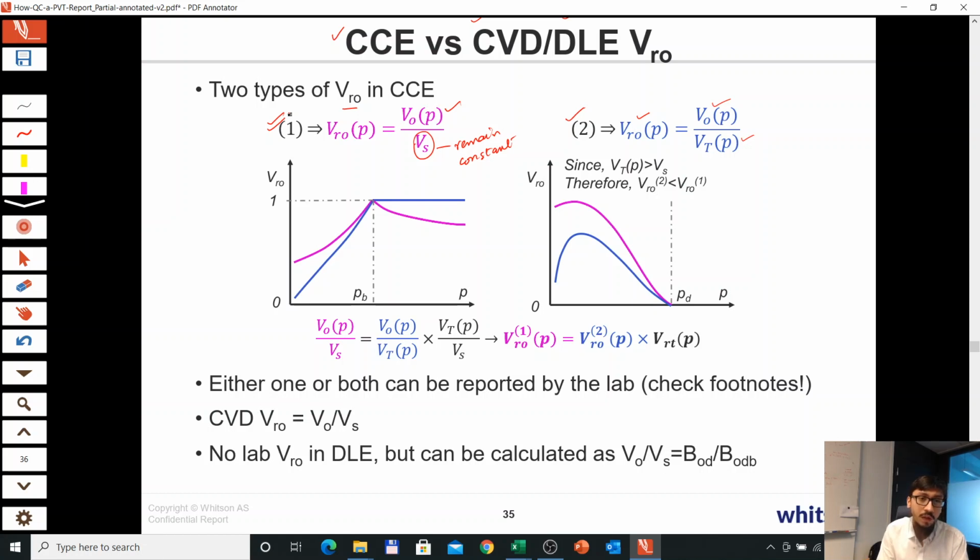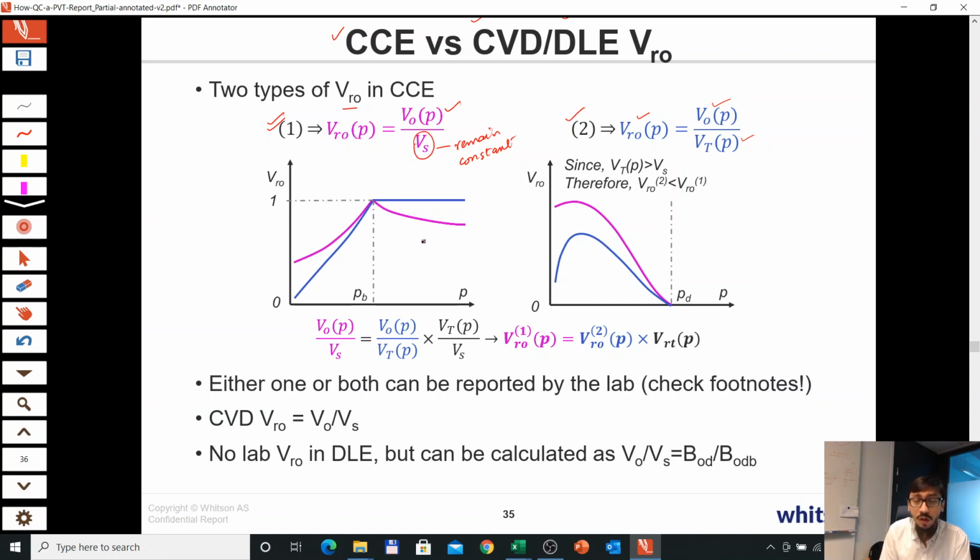And generally, labs provide footnotes in the PVT reports. When they provide the data in table form, they provide footnotes to give you the definition of which one is what. And if they have provided only one type of relative oil volume, then again you have to be careful about what type of data they have provided. That might be somewhere in the footnotes of the CCE data, or maybe in the column header.